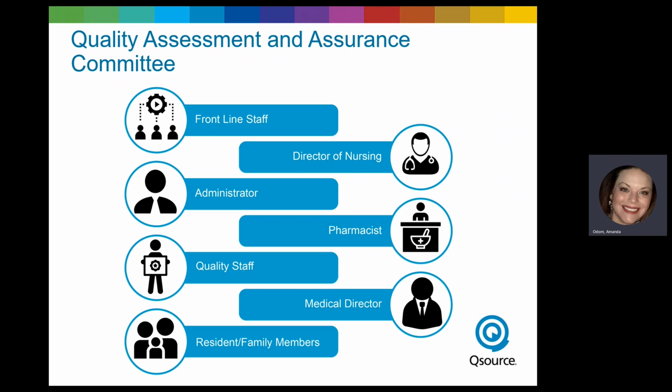Quality Assessment and Assurance Committee. Get your frontline staff on board. This is not limited to nurses and CNAs. This includes your dietary, housekeeping, and maintenance staff, activities, and social services. Everyone who works at your facility has a direct or indirect impact on the resident's care.